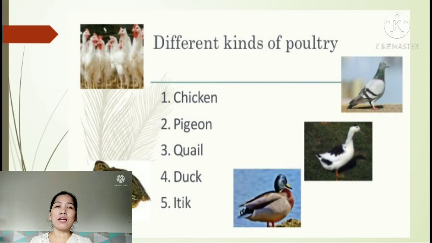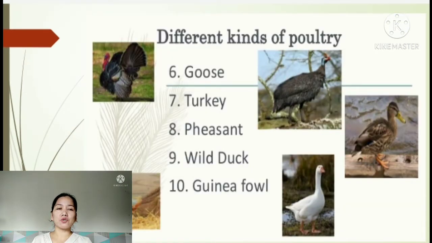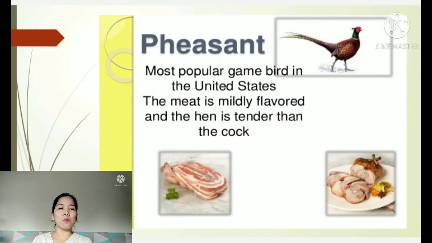The different kinds of poultry we have are chicken, pigeon, quail, duck, and itik. Chicken has white and dark meat and when prepared without skin has less fat. Ito pala ang dahilan kung bakit mas marami ang kumakain ng manok, dahil siya ay may kaunting taba. It has little fat. Number 6, we have goose, turkey, pheasant, wild duck, and guinea fowl. Pheasant is the most popular game bird in the United States. The meat is mildly flavored and the hen is more tender than the cock. Sa States, ang popular na game bird ay yung tinatawag nating pheasant.